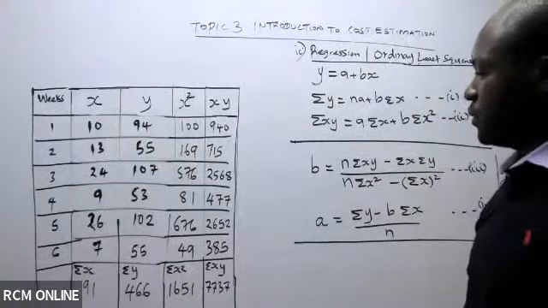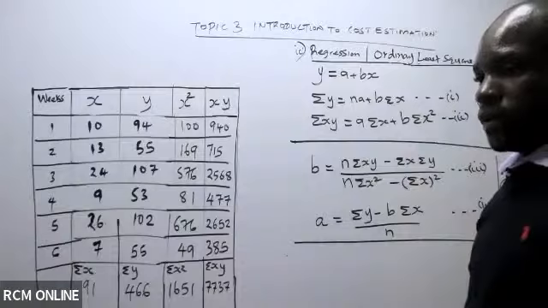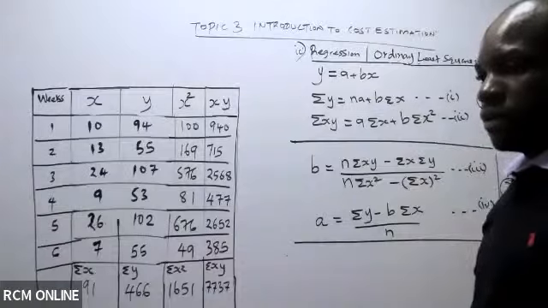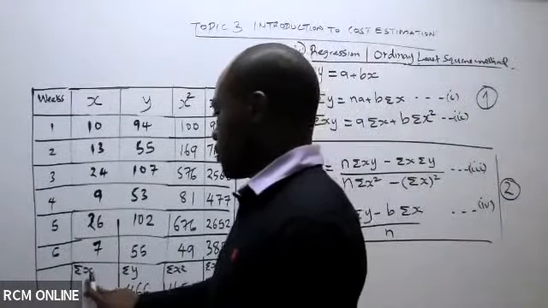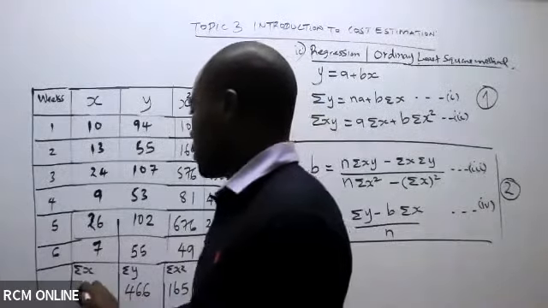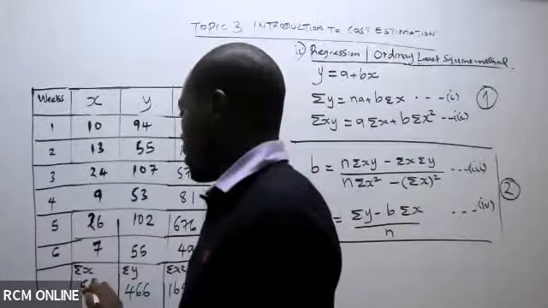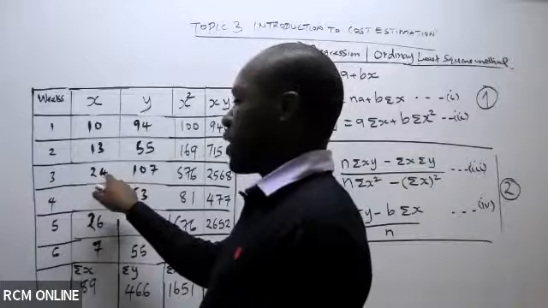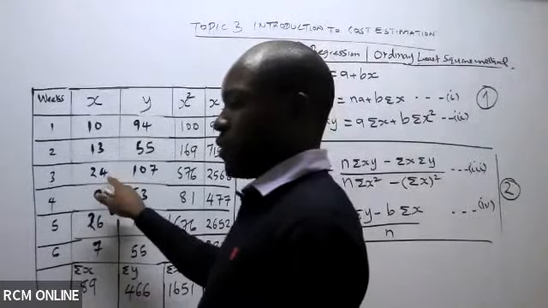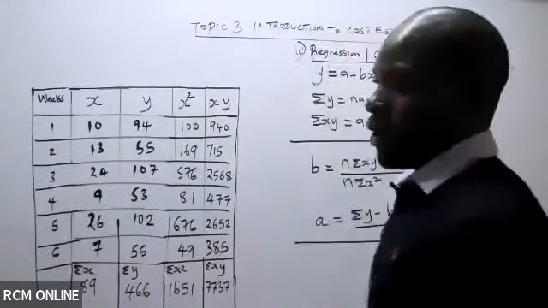Summation of x is 89. Something is wrong, right? X is equal to 89, not 91. Unless someone forgot and put 26, but it was 24. Good. So are we okay with that?